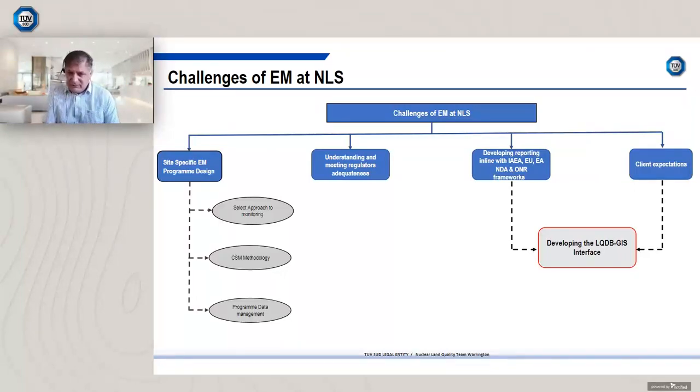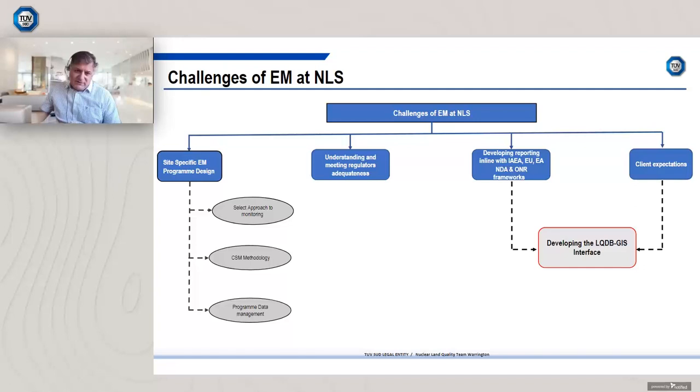For example, in the UK, it's the Environment Agency, it's the ONR, it can be the NDA, but the IAEA is a good standard that I follow, and I'm meeting the client expectations. But there's one area where I think is quite a key challenge, which consultants have to meet and should meet all the time, and that is developing the land quality database with a GUI, GIS-based interface, so that gives the client managers access to their data and also gives the regulator the information that is needed.